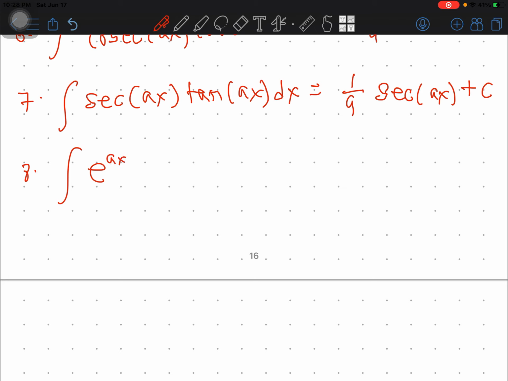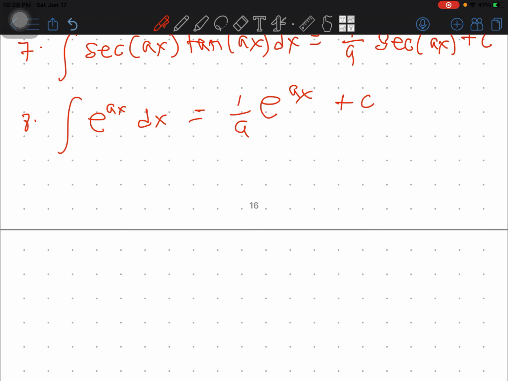And then the 8th, we have the integral of exponent ax dx. This is an integration of an exponential function, right? As I told you the other time, when you get an exponential function and they ask you to differentiate, you differentiate the power and you multiply by it. But when they ask you to integrate, you differentiate the power and you divide. So in this case, we are going to get 1 over a multiplied by the function itself, exponent ax, and then don't forget to add your plus c.